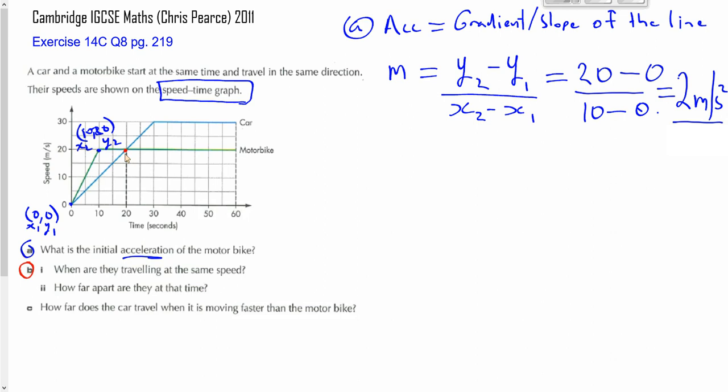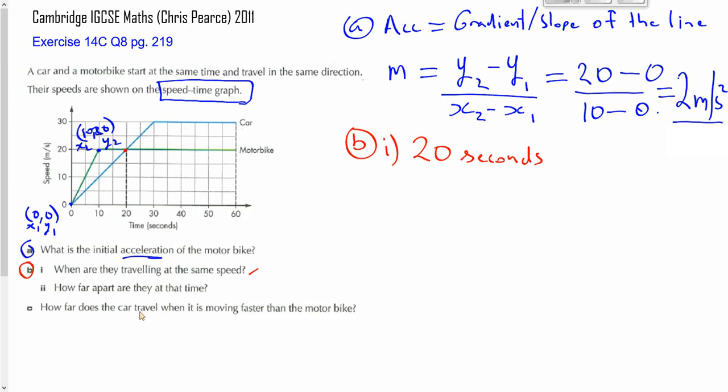Over here, obviously, the car's going faster and the motorbike's going slower, and over here the motorbike's going faster and the car's going slower. So this is the point at which they're travelling at the same speed, and I can see that it's at 20 seconds. So the answer to B is 20 seconds.